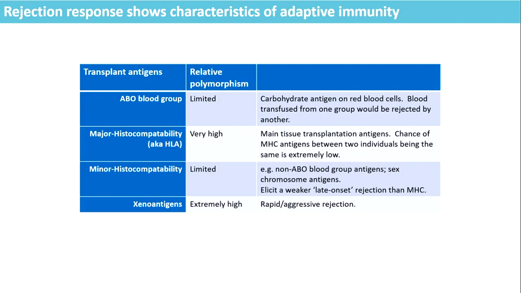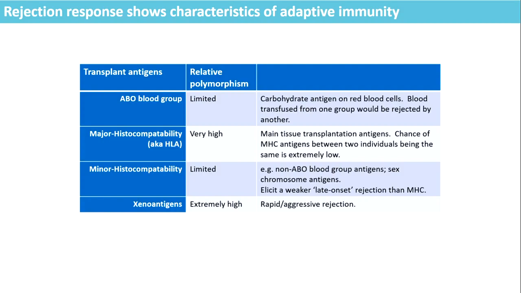If we look at the polymorphism between the different transplant antigens, as we mentioned, we have the ABO blood group, and the polymorphism here is limited because we just have to deal with the ABO system. So these are obviously down to the carbohydrates that we have on the red blood cell surface. And then as we just discussed, we have the MHC, the major histocompatibility, or the HLA, and the polymorphism here is very high. This is really the main transplantation antigen that we need to be aware of.